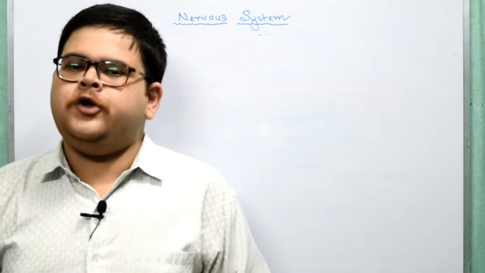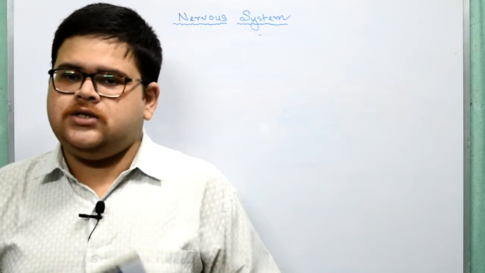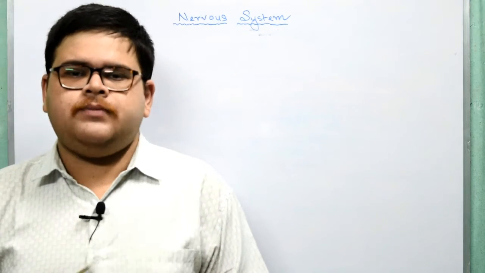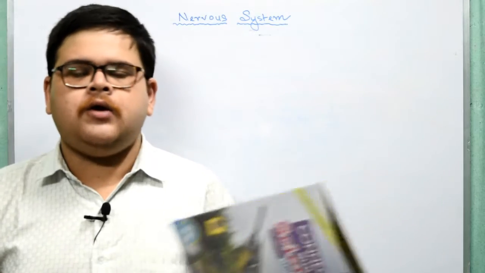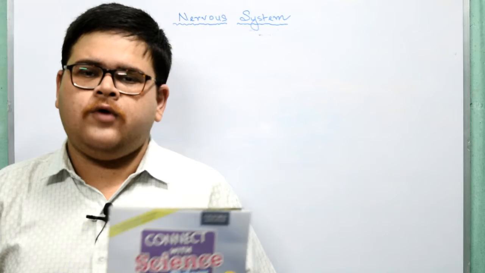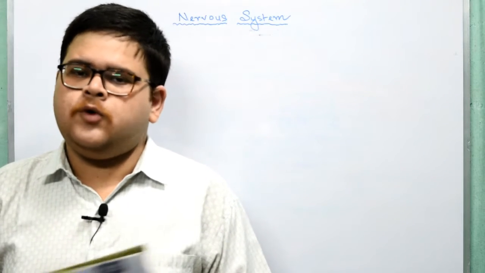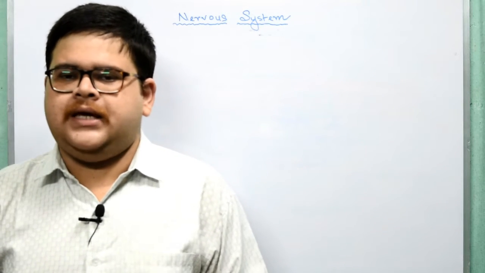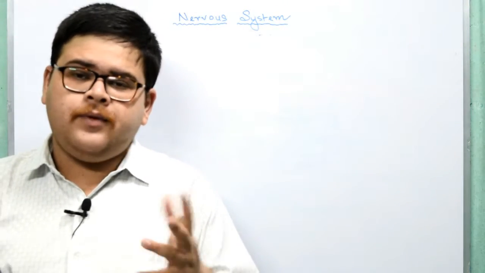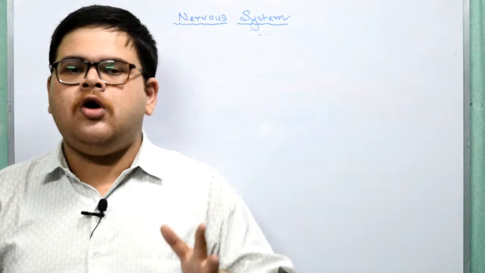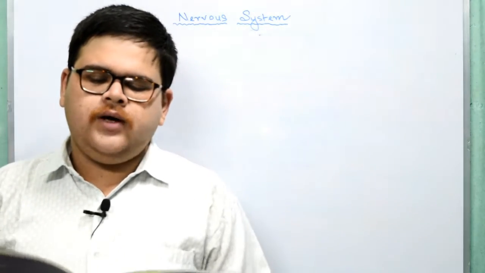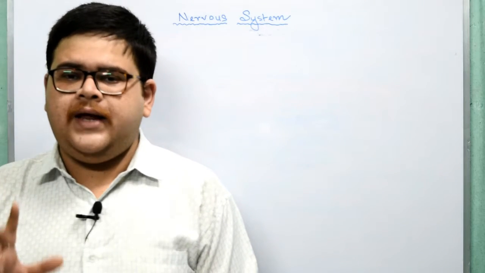So, welcome to your biology online tutorial classes, and this is Somadev sir. We will be studying the particular chapter nervous system that we were continuing in our previous class. We are following this for class 8, Connect with Science, the book of Oxford publication. We have already completed the autonomic type of nervous system, neuron, and the other parts of the chapter. So, today we will be studying from the reflex action.